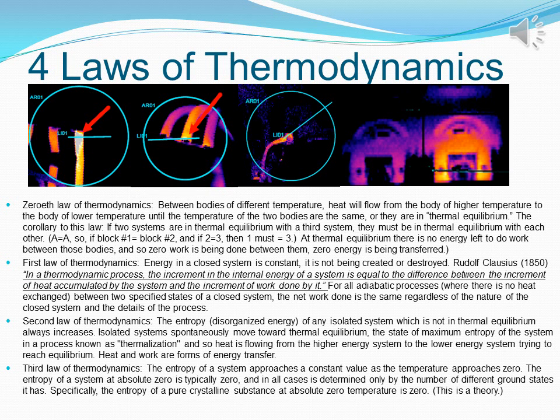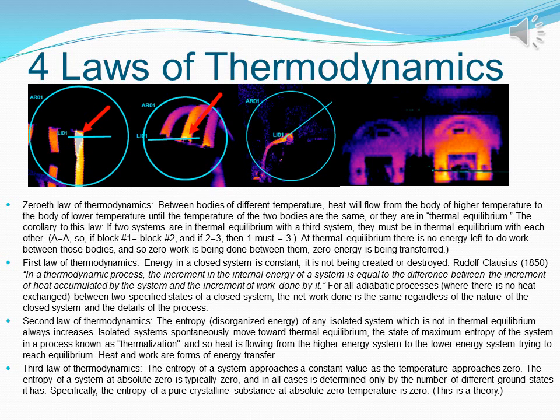Let's review the 4 laws of thermodynamics. The 0th law of thermodynamics states that between bodies of different temperature, heat will always flow from the body of higher temperature to the body of lower temperature until the temperature of the two bodies are the same, or they are in thermal equilibrium. The corollary to this law is that if two systems are in thermal equilibrium with a third system, then they must be in thermal equilibrium with each other.